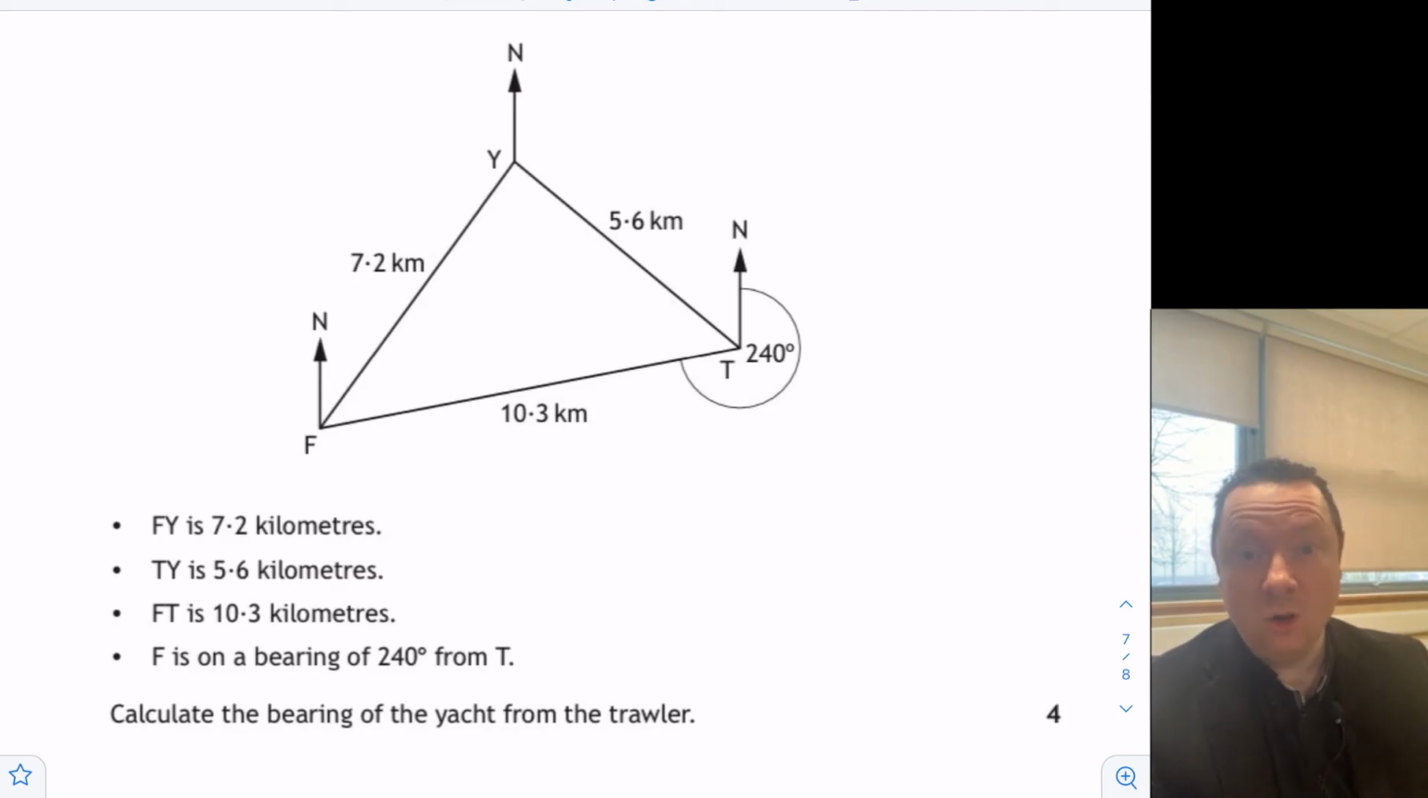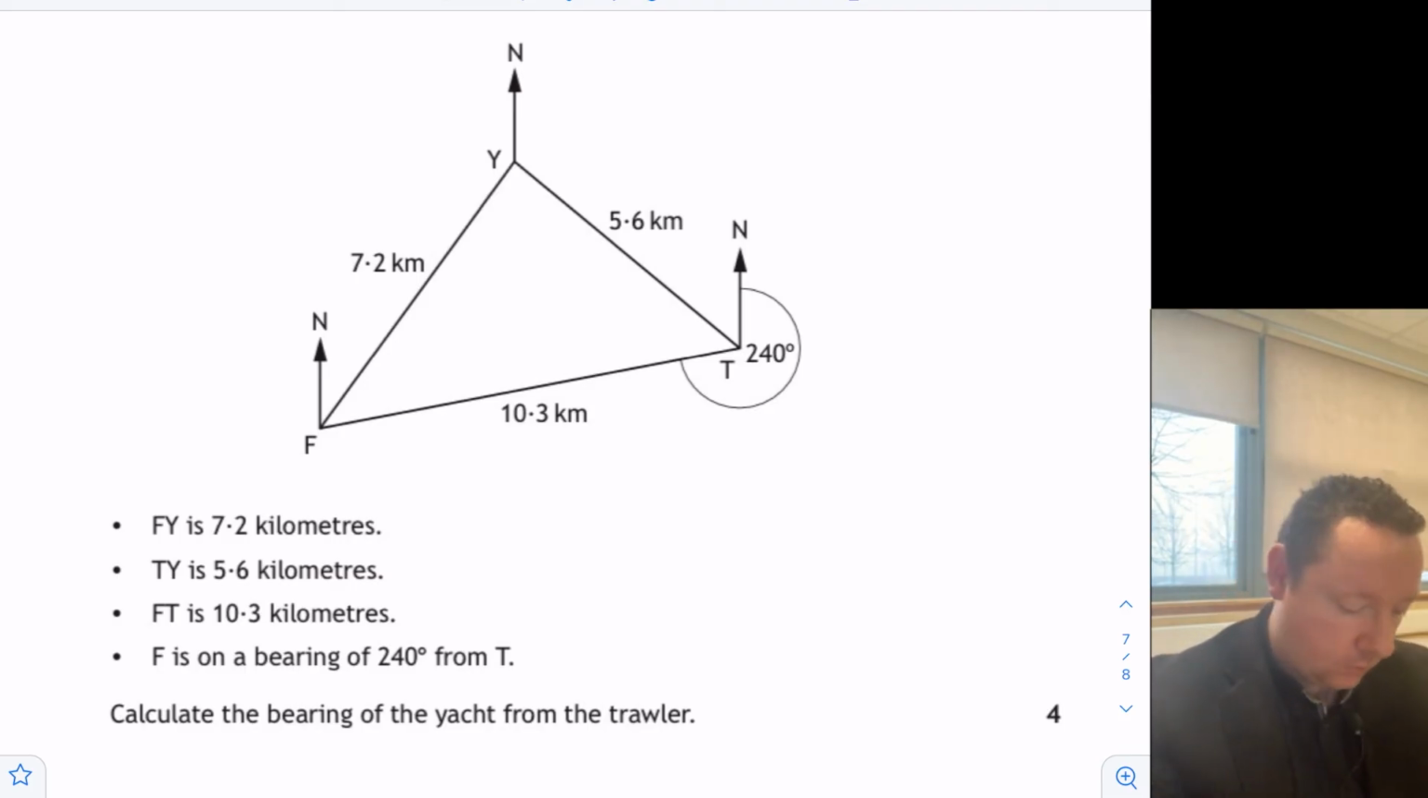It tells us lots of information in the bullet points. Just check that it's actually already in the diagram. So it says FY is 7.2 kilometres, it is. TY is 5.6, it is. FT is 10.3, it is. And it says that F is on a bearing of 240 degrees from T. 240 degrees from T to F. Good. It says calculate the bearing of the yacht from the trawler.